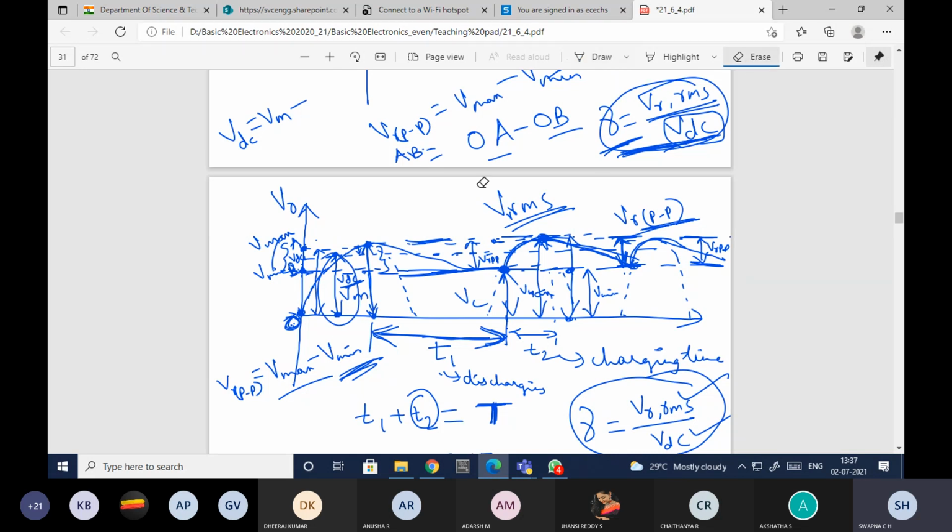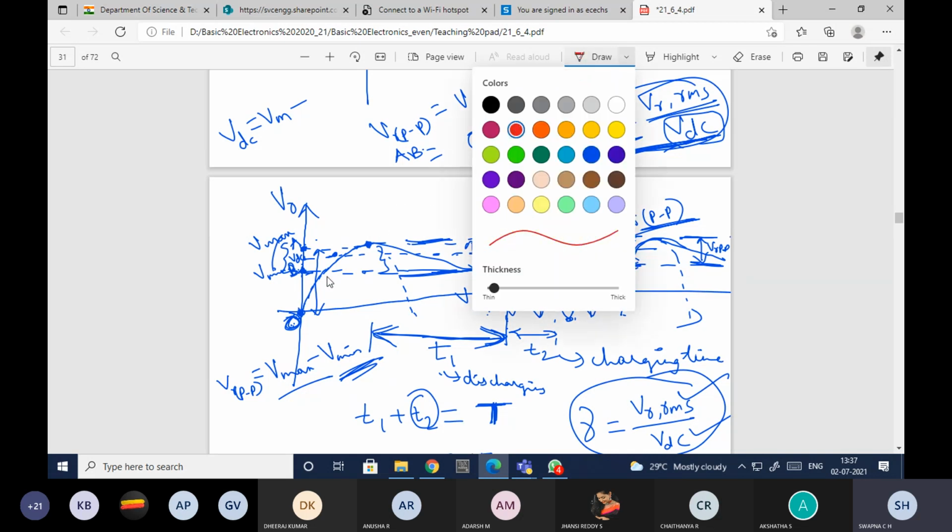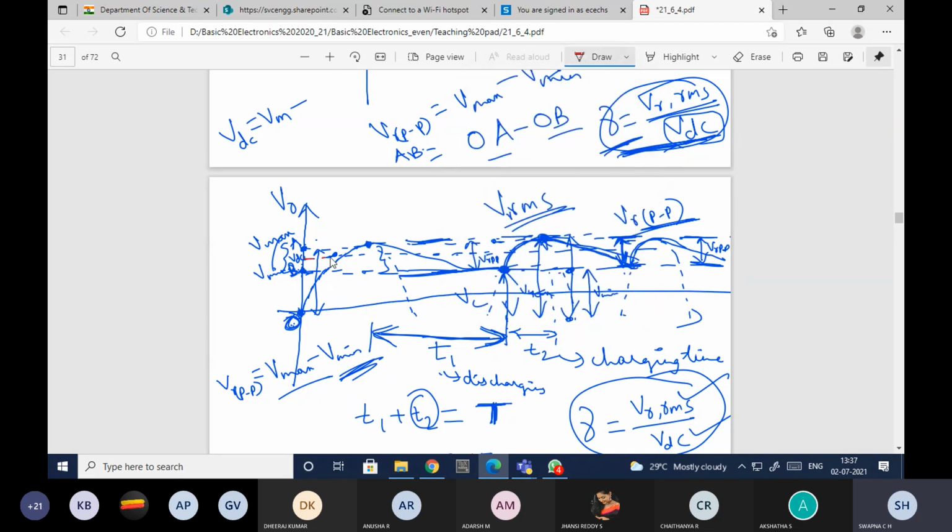Let me draw it once again. I'll take a different color and draw it. See the struggle or whatever I am writing here, it is only to make you clear with how we are calculating. So this is my VDC value. This center point is my VDC value.